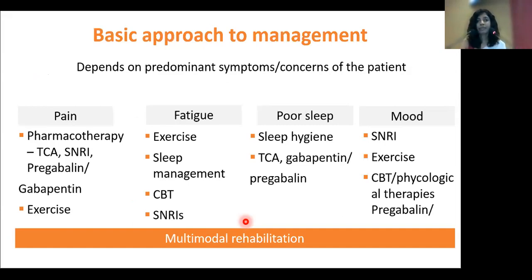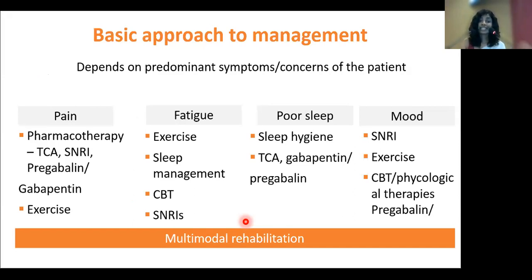If it's predominantly pain, advise them about exercise, get them engaging in something that they can and they enjoy, and start them on some treatment, either TCA or an SNRI or something like Pregabalin for the pain.